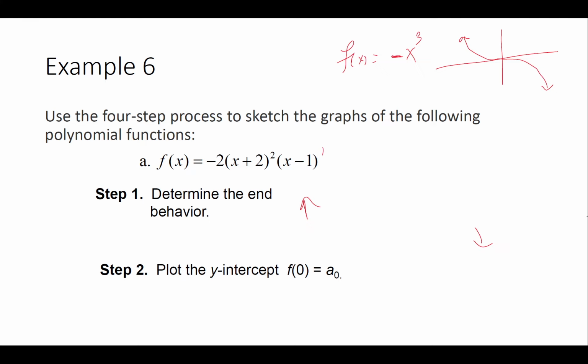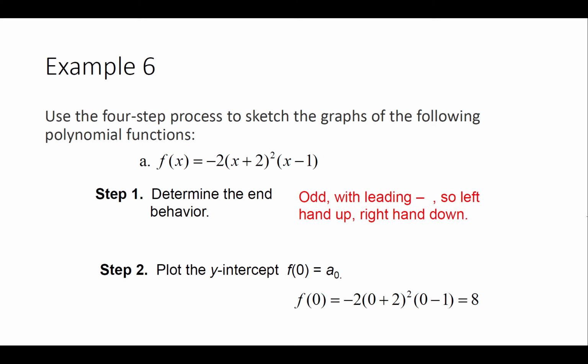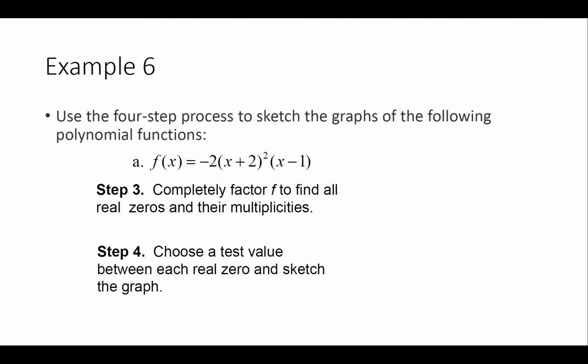And now you can find the y-intercept by putting x equal to 0 here. So these are the information we found. Because the degree is odd with the leading coefficient negative, the left hand is up, right hand down. So that's the end behavior, the graph of the end behavior of this polynomial function. And for finding the y-intercept, just put x equal to 0 here and solve, and that will give you the y-intercept, which is 8.